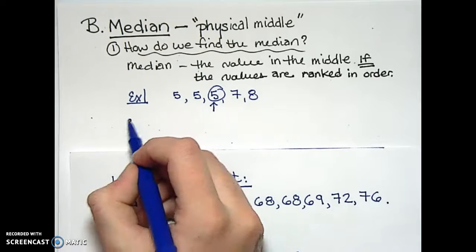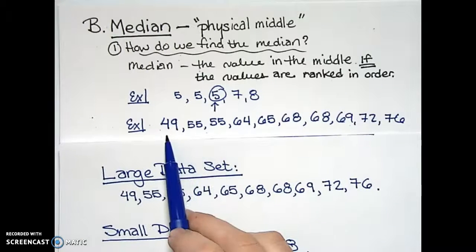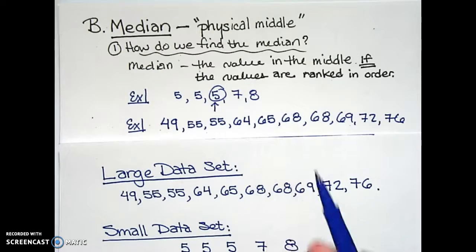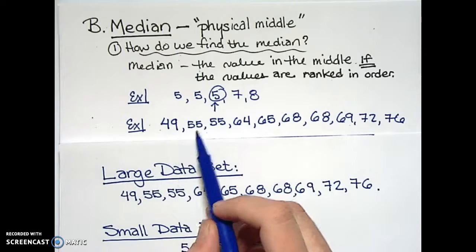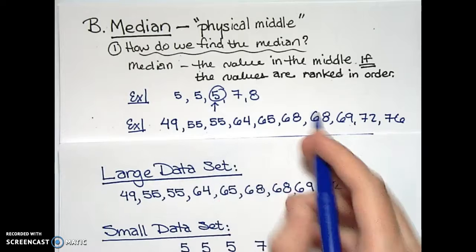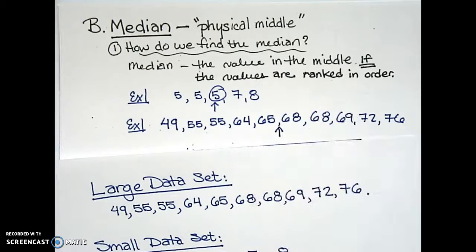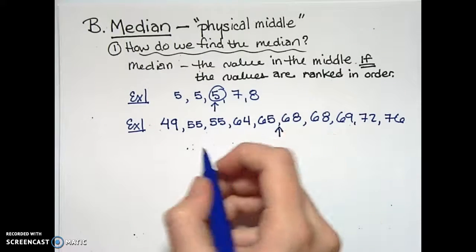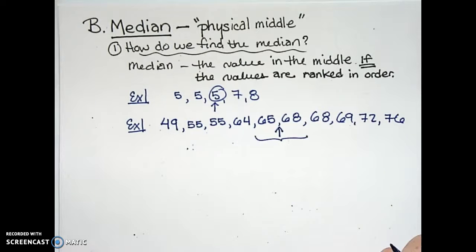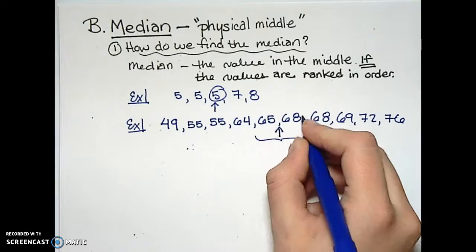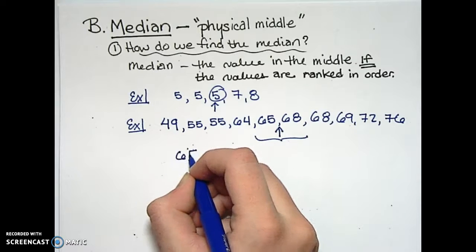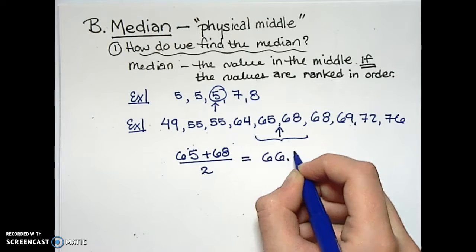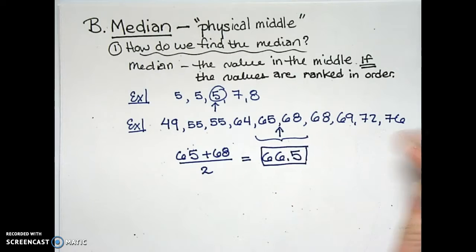Well, what about the large data set? This data set, again, had the 10 values ranging from 49 up to 76, and we stop and we say, wait a second, 10 data values, where is the physical middle? It would be 1, 2, 3, 4, right here, between two values. So does the median not exist? No, the way we find the median in this situation is we actually will take the mean of the two that bridge the middle. So we would get 65 plus 68, divide that by 2, and that gives us 66.5 for the median of the large data set.